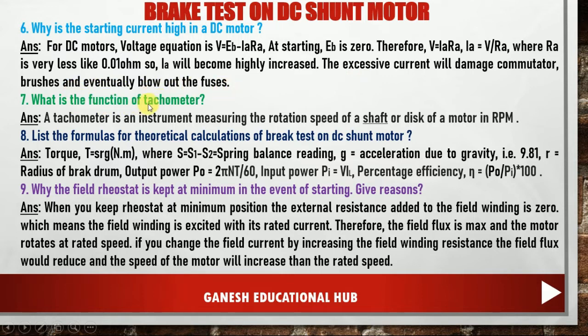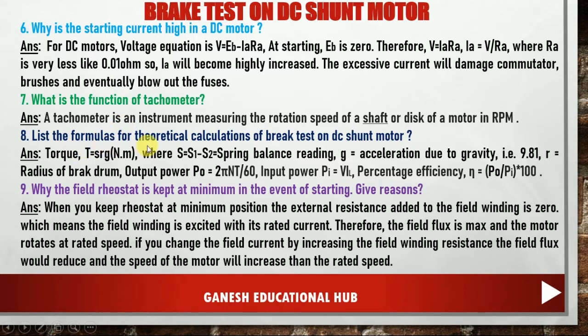Seventh question. What is the function of a tachometer? A tachometer is an instrument measuring the rotation speed of a shaft or disc of a motor in RPM. RPM means rotations per minute. So here, tachometers can be used to measure the speed of a DC motor.